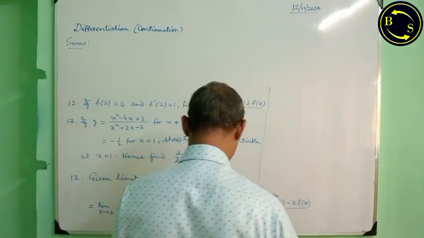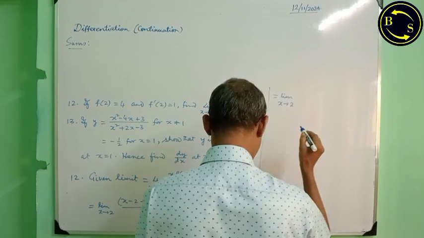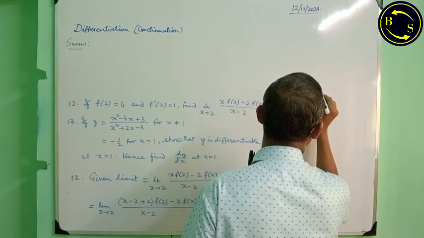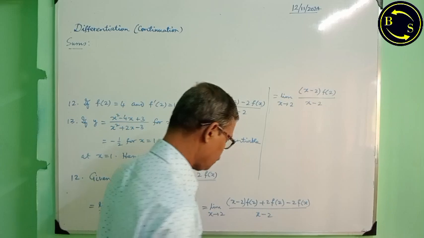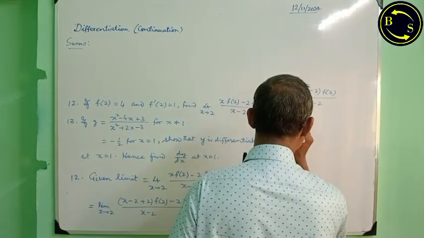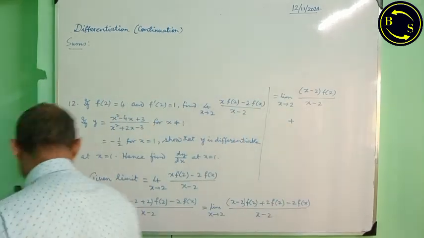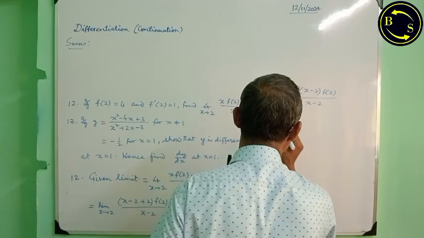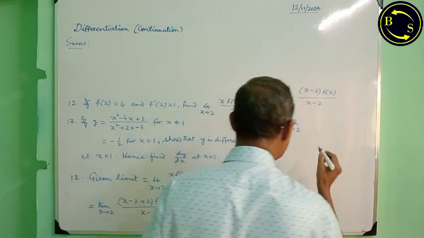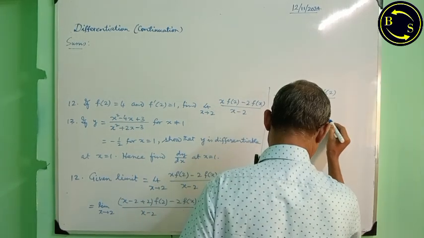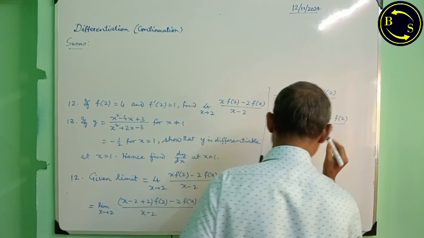That means the step will be limit x tends to 2, (x minus 2) f(2) by (x minus 2), this one, plus, I take minus 2 common, minus 2 limit x tends to 2, f(x) minus f(2) by x minus 2.